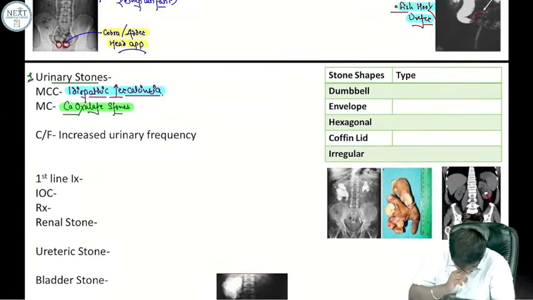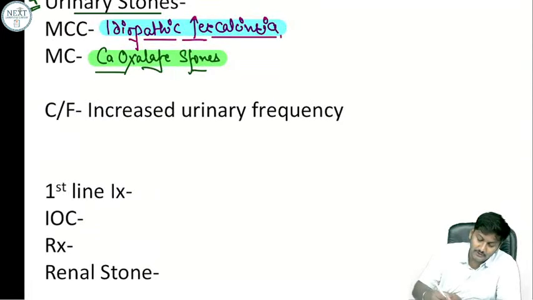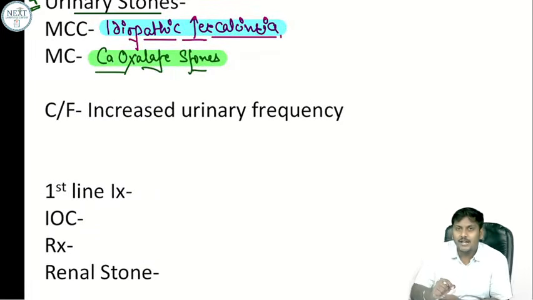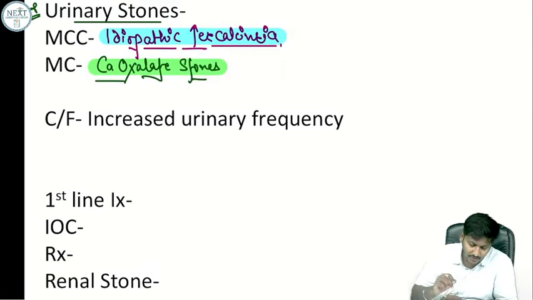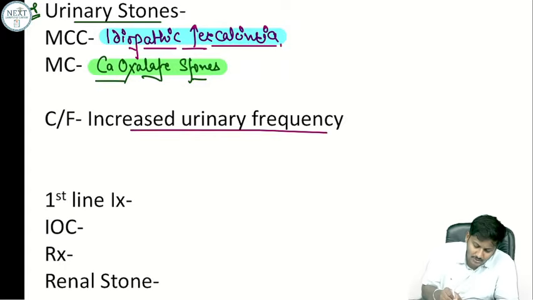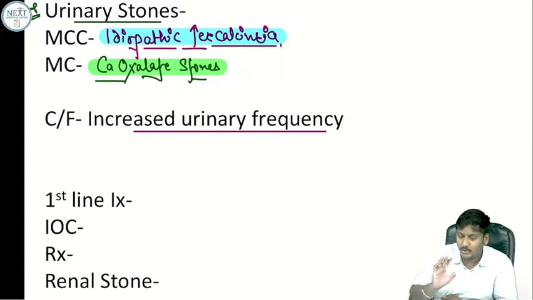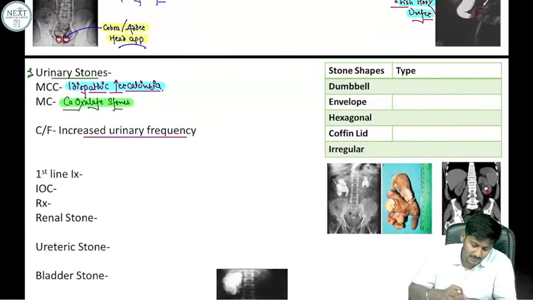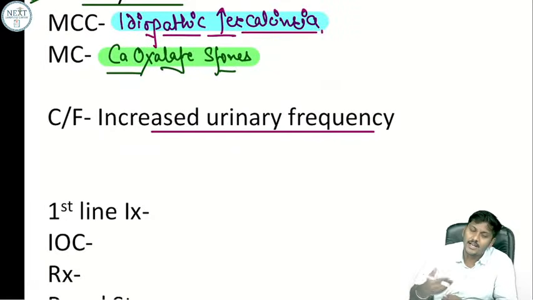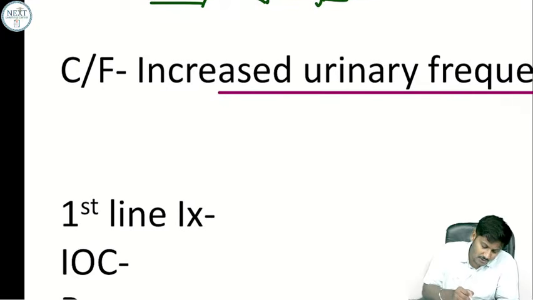That is important. If I talk about clinical features, we know that whenever the patient has any infection or any stone in the urinary tract, the commonest symptom is always increased urinary frequency. The patient has to go for urination again and again. That is important. The other most important feature is pain.